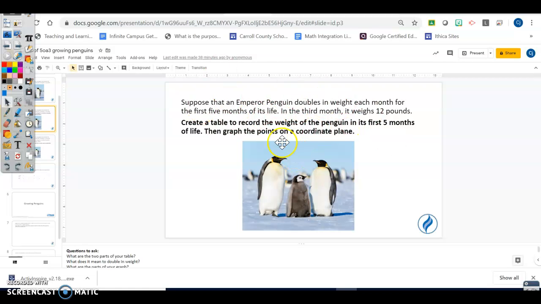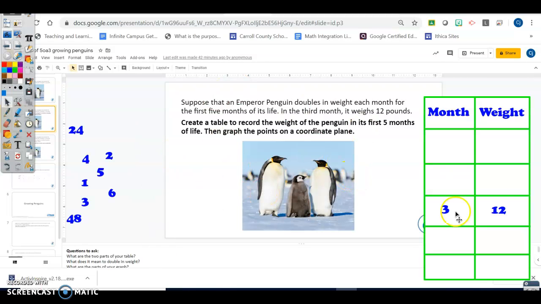Then graph the points on a coordinate plane. So what we're going to do is, I want you to take a second and draw a table that has 2 columns and 5 rows. So go ahead and pause the video and do that on yours. Alright guys, if you haven't already drawn your graph and it looks like mine, go ahead and pause the video again, take a second and write it out here.